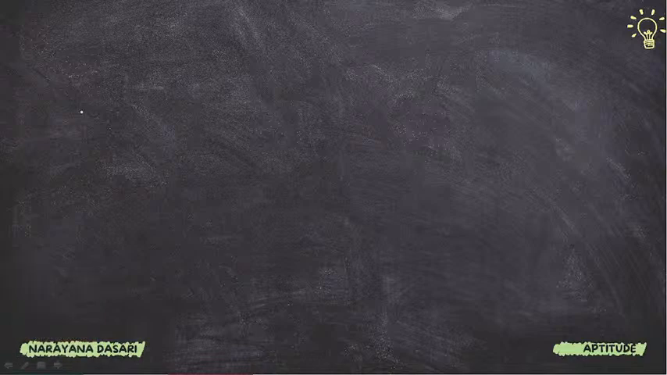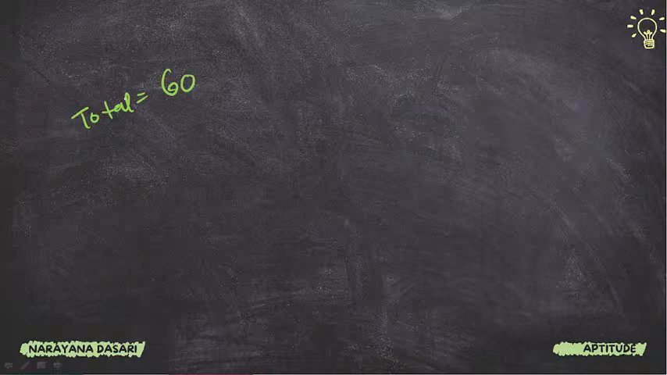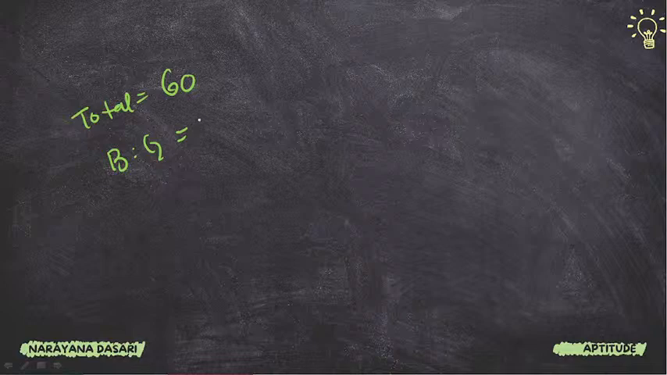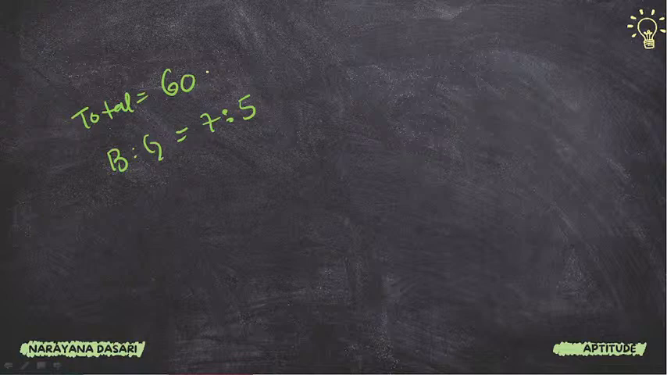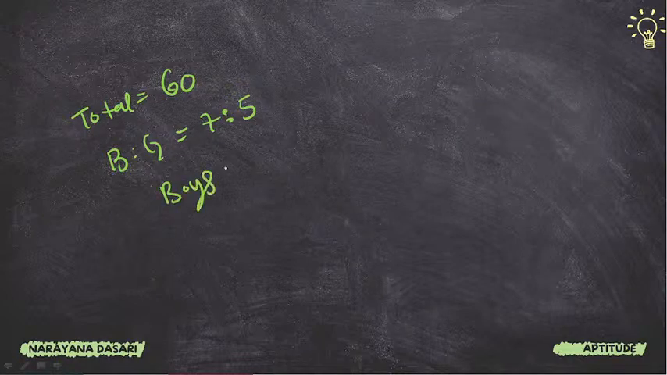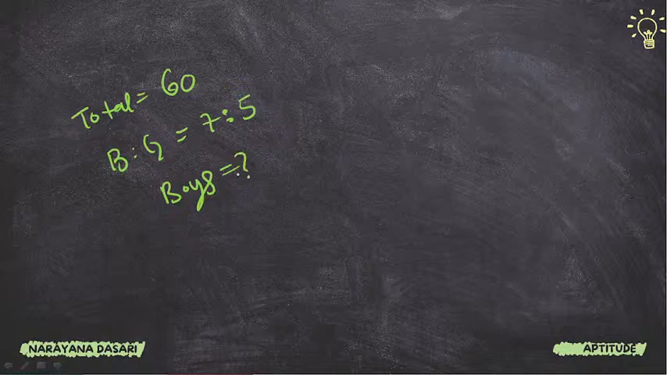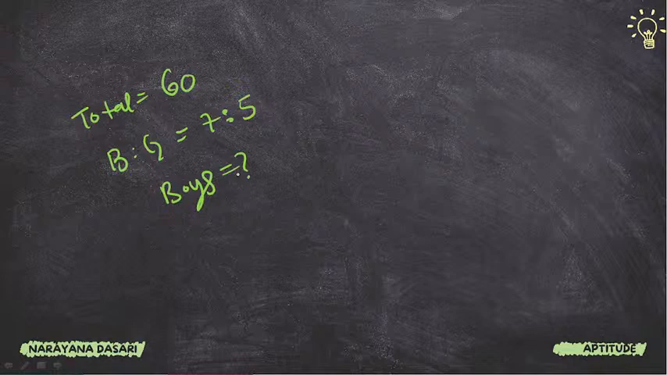For example, in a class there are a total of 60 members, guys. Boys and girls ratio is 7 is to 5. Find out the total boys, guys. Find out how many boys are there in the class. Total 60 members are there. Boys and girls ratio is 7 is to 5. Find out how many boys are there.